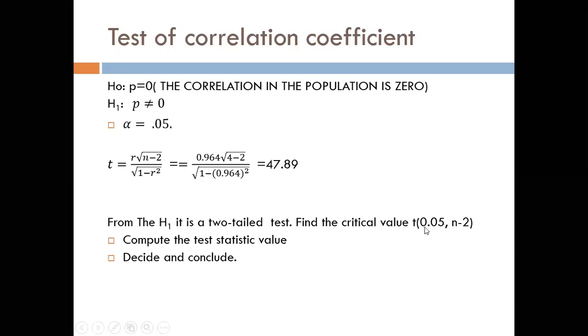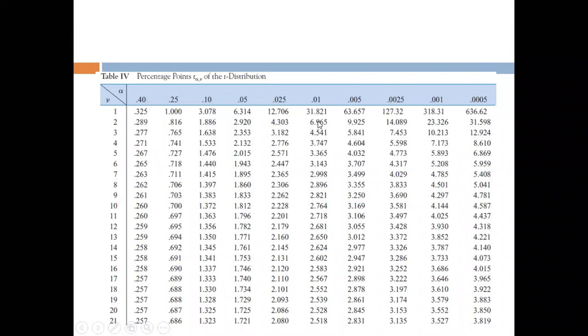We have T with what? N was 4, so we're going to have 2 degrees of freedom. So when you read it from your statistical tables, from the statistical table, we are dealing with a two tail, so we have alpha as 0.025, and the degrees of freedom was 4 minus 2, which is 2. So the point of intersection is 4.303. So that is the critical value.